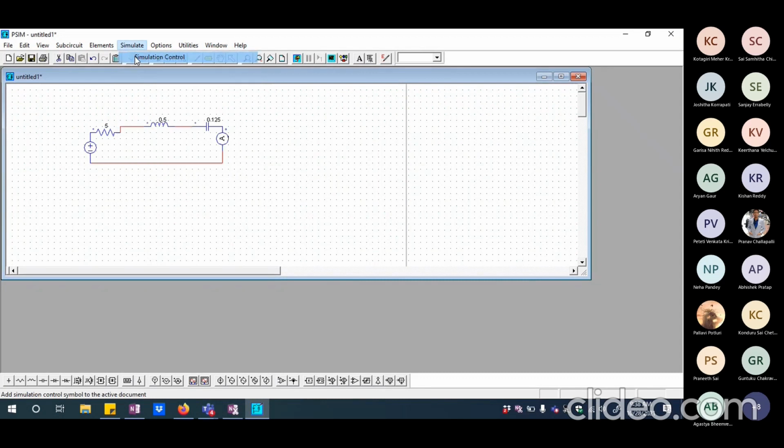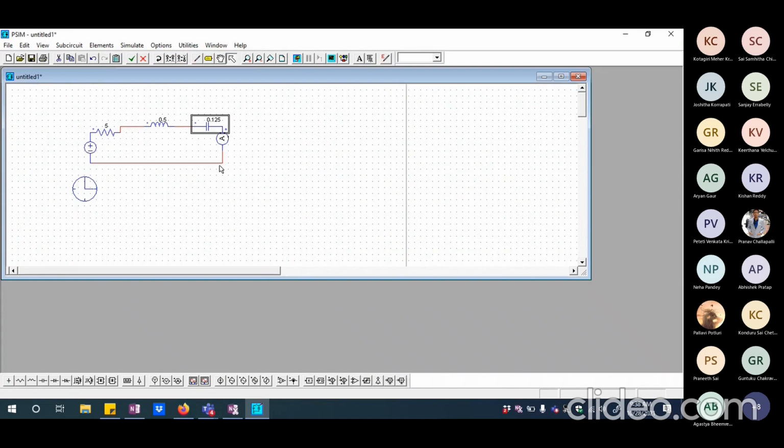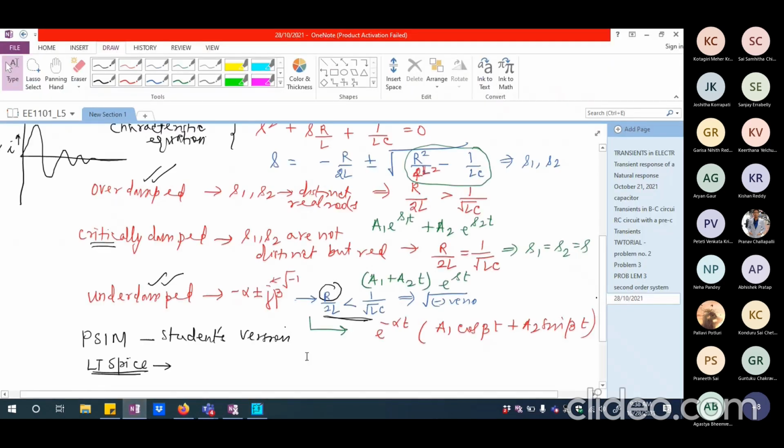But before running, I have to give some control. So let me try to calculate the values corresponding to L and C. L is 0.5 Henry. Let me run this for say 4 or 5 seconds. Doesn't matter, 4 seconds let me run it for. L is 0.5 Henry and C is 0.125. So let me go back here.